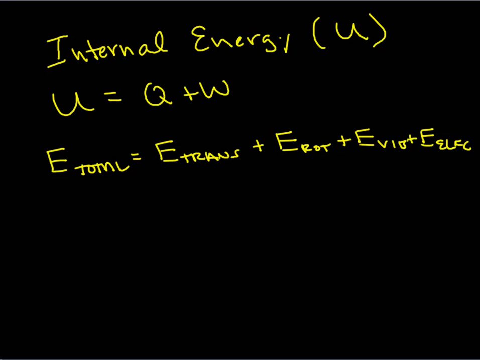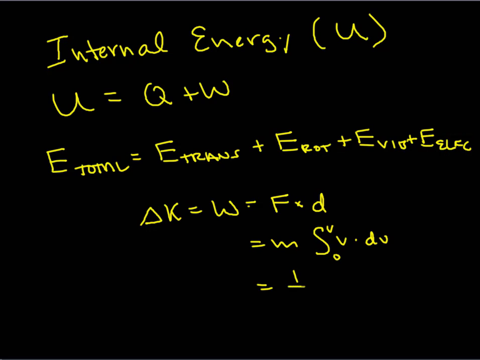And for translational energy, we found that the kinetic energy of a particle is the integral of the work from a starting velocity equal to 0 to a final velocity Vx. And we summarize that as delta K equals W equals the force times that displacement. And if we went ahead and integrated with respect to velocity from 0 to some final velocity, we saw the relationship as being equal to 1/2 mv squared, or the kinetic energy.